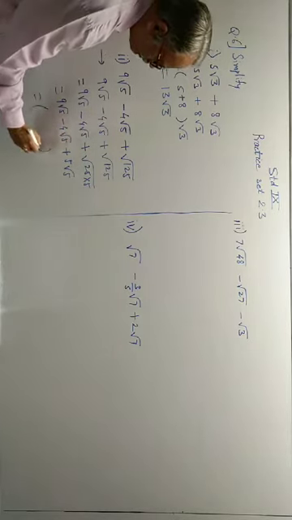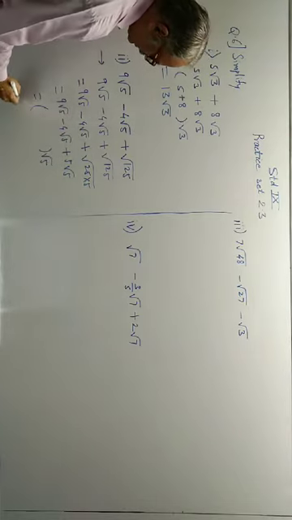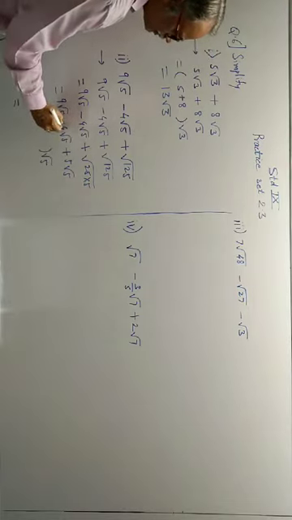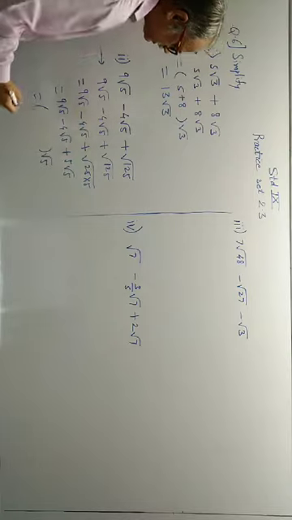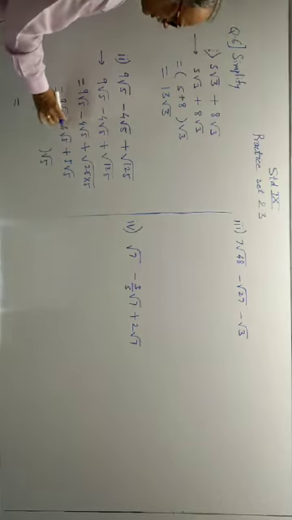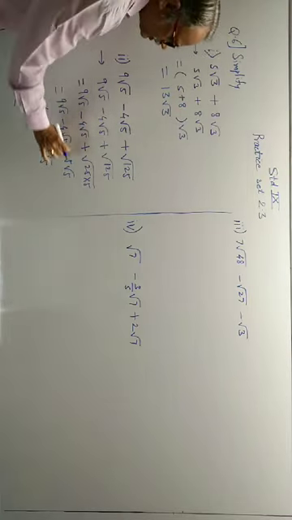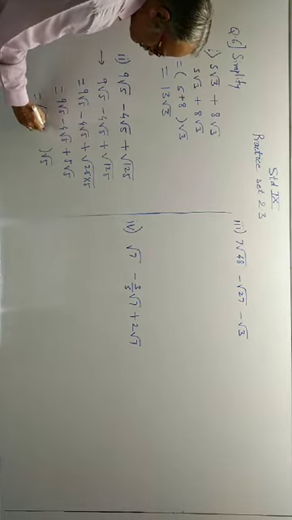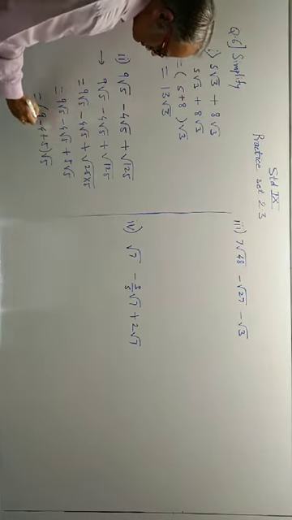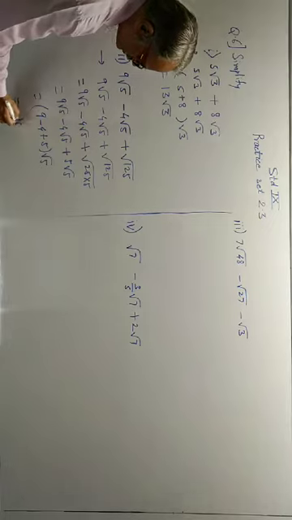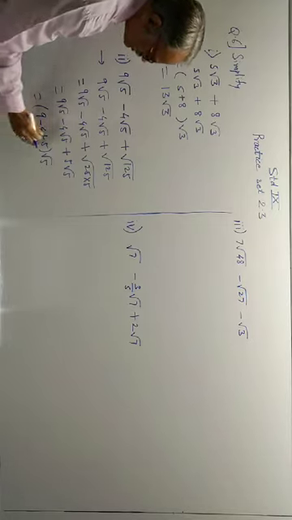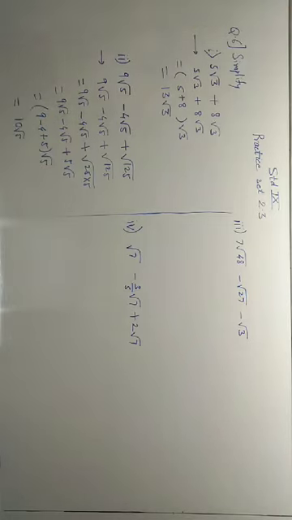Then all have root 5 common. Directly we can do 9 minus 4, 5. 5 plus 5, 10 root 5 is the answer. But this is one of the steps. How does 10 root 5 come? Root 5 is common. 9 minus 4 plus 5. 9 minus 4, 5, plus 5, 10 root 5. This step is not compulsory, but for the time being, we are writing it.